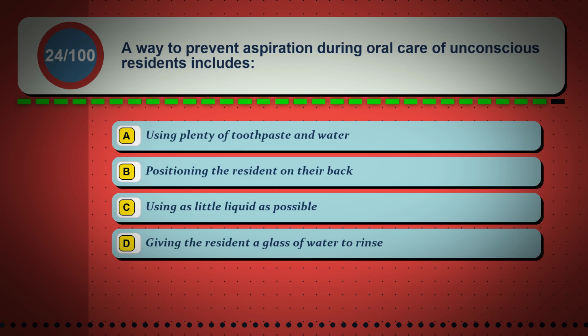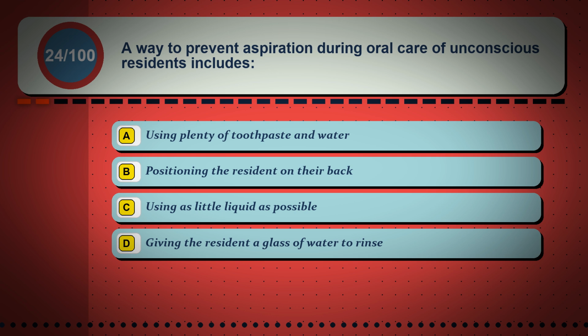Question 24. A way to prevent aspiration during oral care of unconscious residents includes option A. Using plenty of toothpaste and water. Option B. Positioning the resident on their back. Option C. Using as little liquid as possible. Option D. Giving the resident a glass of water to rinse.